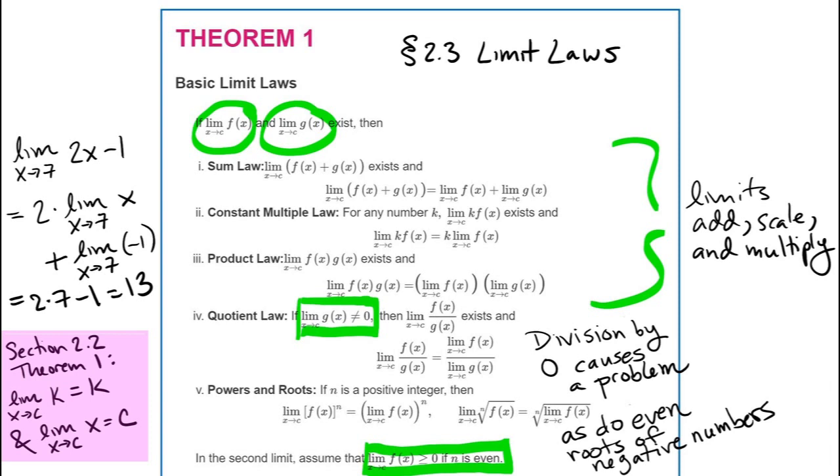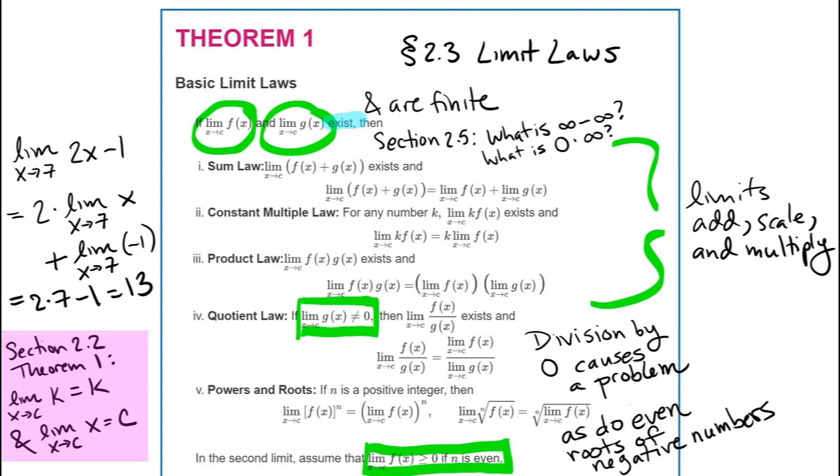There's one other caveat, which is that when this says that the limits of f and g exist, it means they exist and are finite. Infinite limits don't really behave the same way that finite limits do. When you combine them, you can get unpredictable results.